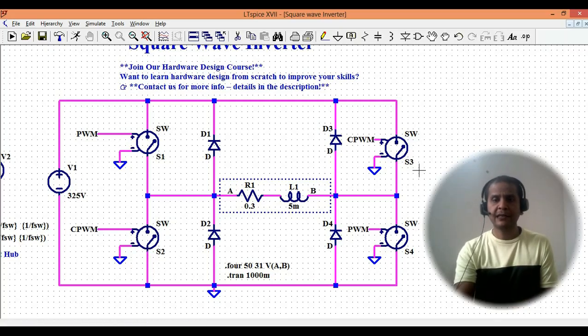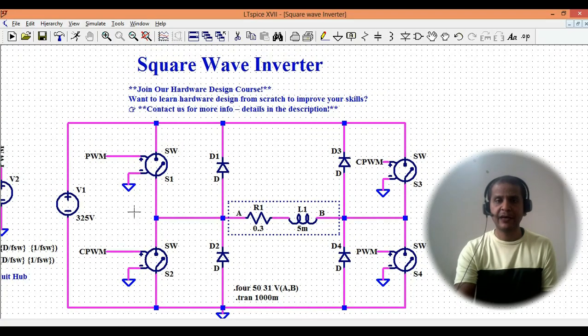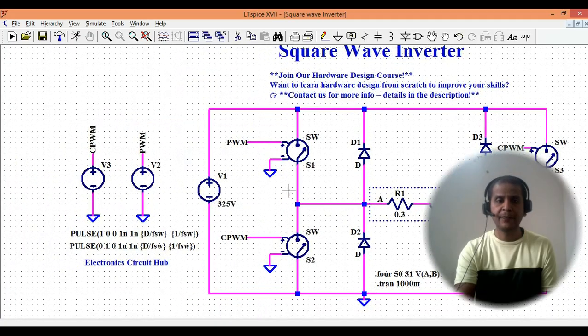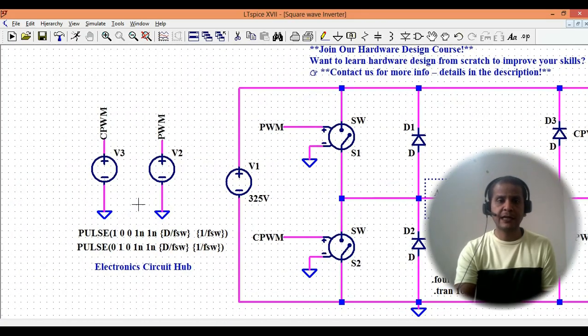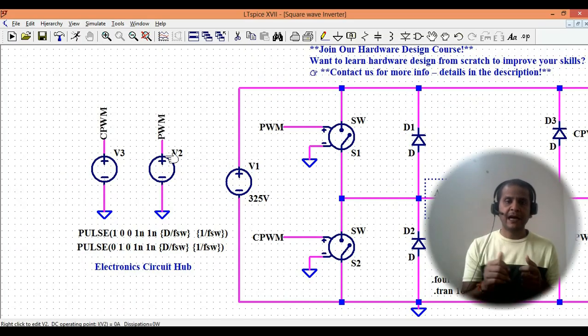If you look at here, again S3 and S2 are being driven by CPWM, and S1 and S4 are being driven by the PWM signal, right? So how are you going to generate the PWM signal? It is again very important for you to understand. And if you look at it now, to generate the PWM signal, I have used two voltage sources. One is V2, the other one is V3, and you have to model your V2 and V3.